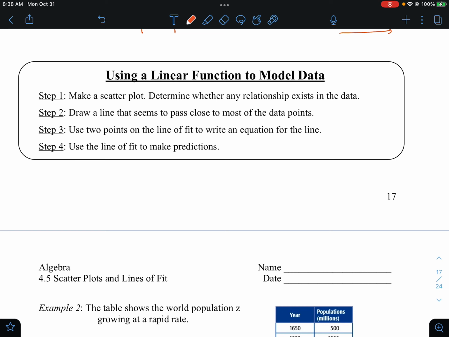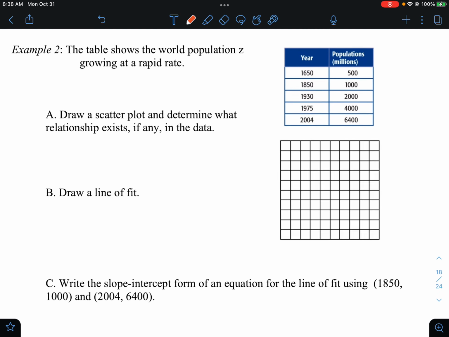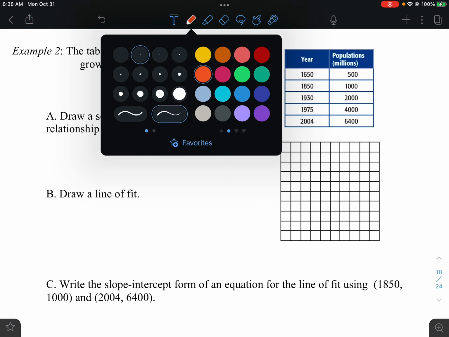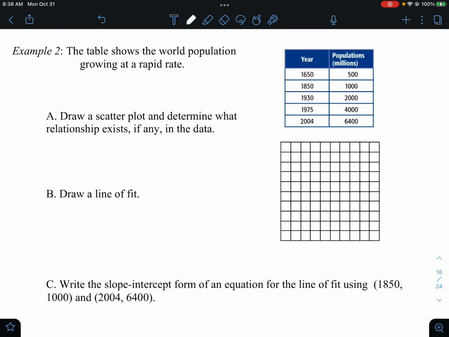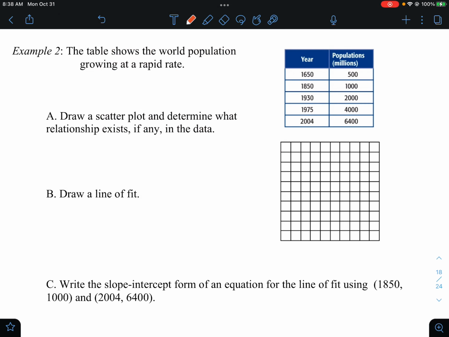Okay, they really like these types of questions as open-ended questions on the Keystone, because you can see just from these 4 steps how they can create 4 different parts, A through D, and then have you use your values to create a prediction. All right, so here we go. It says the table shows the world population. We don't really need this. Growing at a rapid rate. All right, so draw a scatter plot and determine what relationship exists, if any.